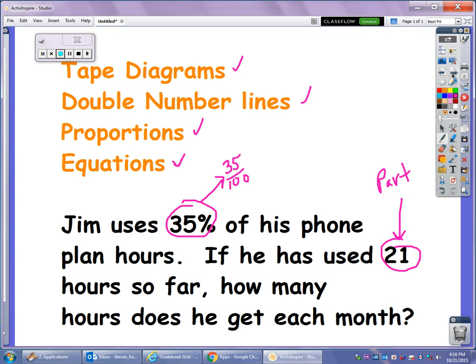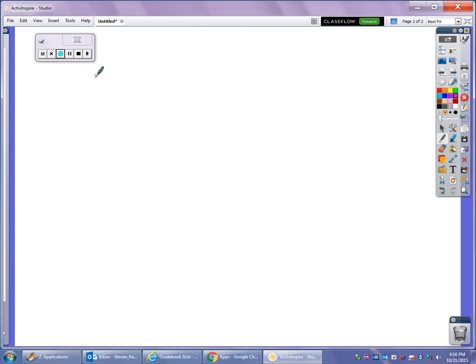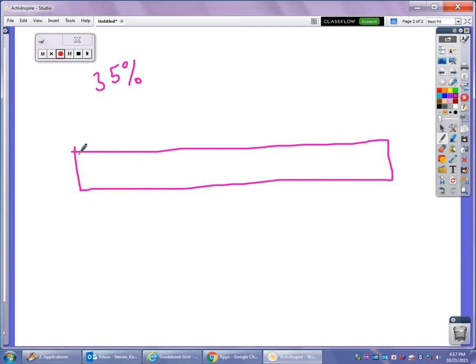The first thing I'm going to do is a tape diagram. A tape diagram is where we draw a picture to represent the problem. The first thing we have to do is represent the 35%. One thing we talked about in class is it's a little easier to do 20%, 30%, percents that have a zero at the end. So when I think of 35%, I first break it into tens because I know that 30% is 3 out of 10.